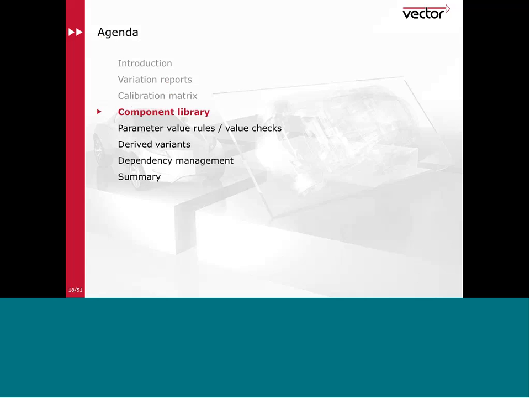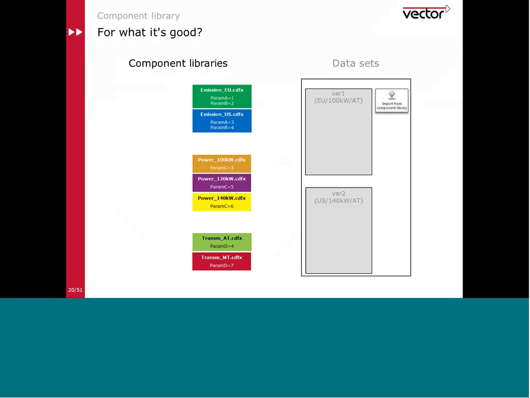It's called the component library. So you may think of each CDFX file, each delivery file, as a component library. It contains several labels. They have a value, so it's a library with values, you can say. So let's just call each CDFX file in this example here a component library. This is the component library emission EU, which contains two parameters, and this is the component library emission US, which contains, again, two labels.